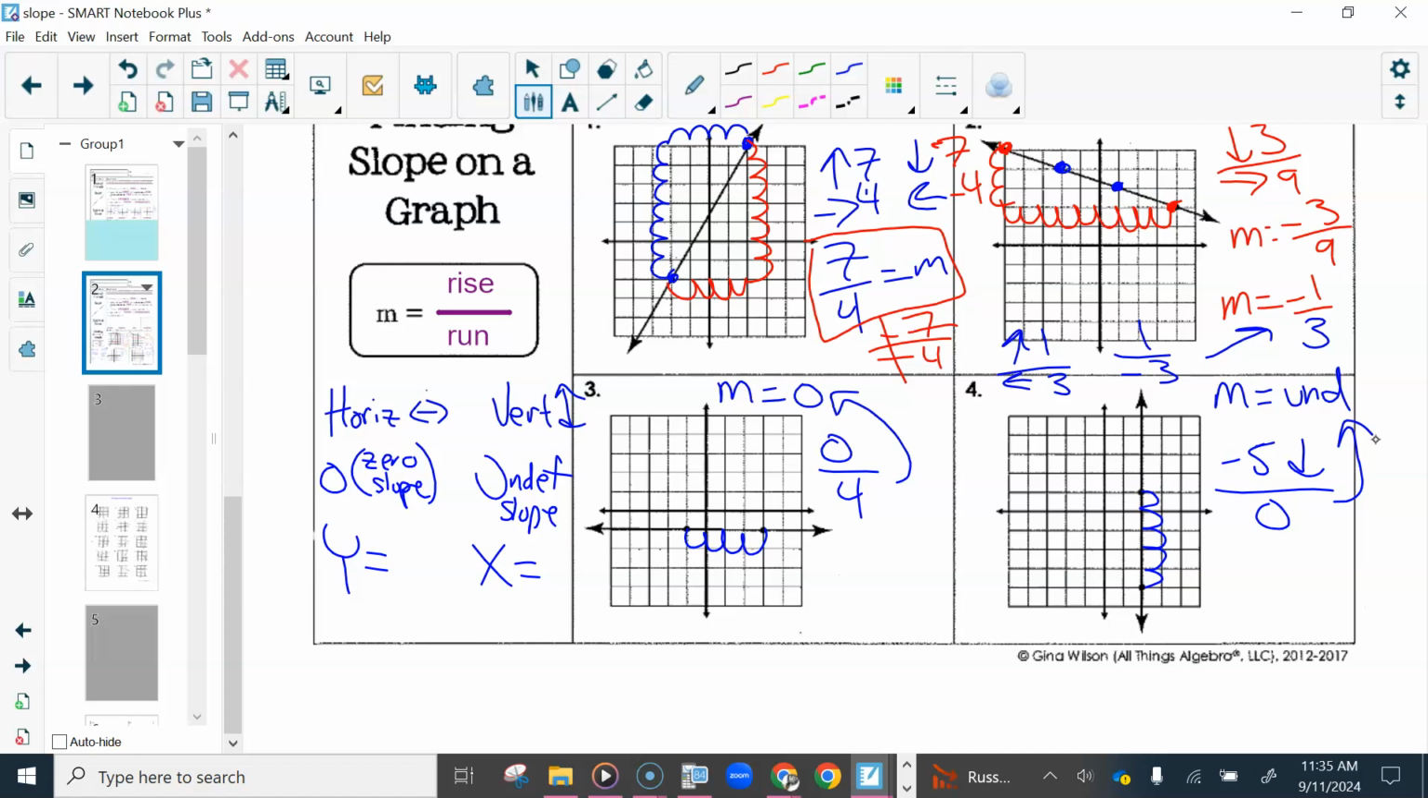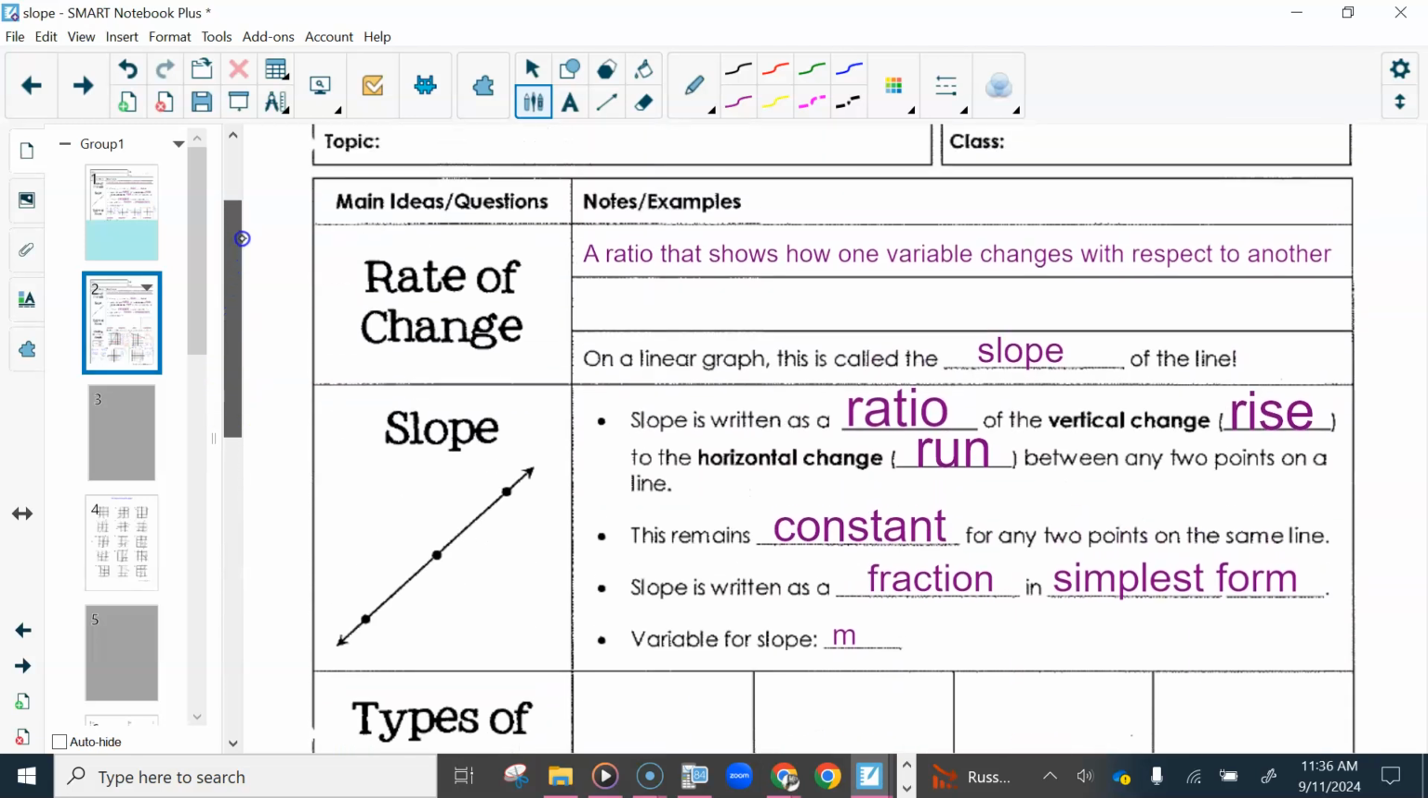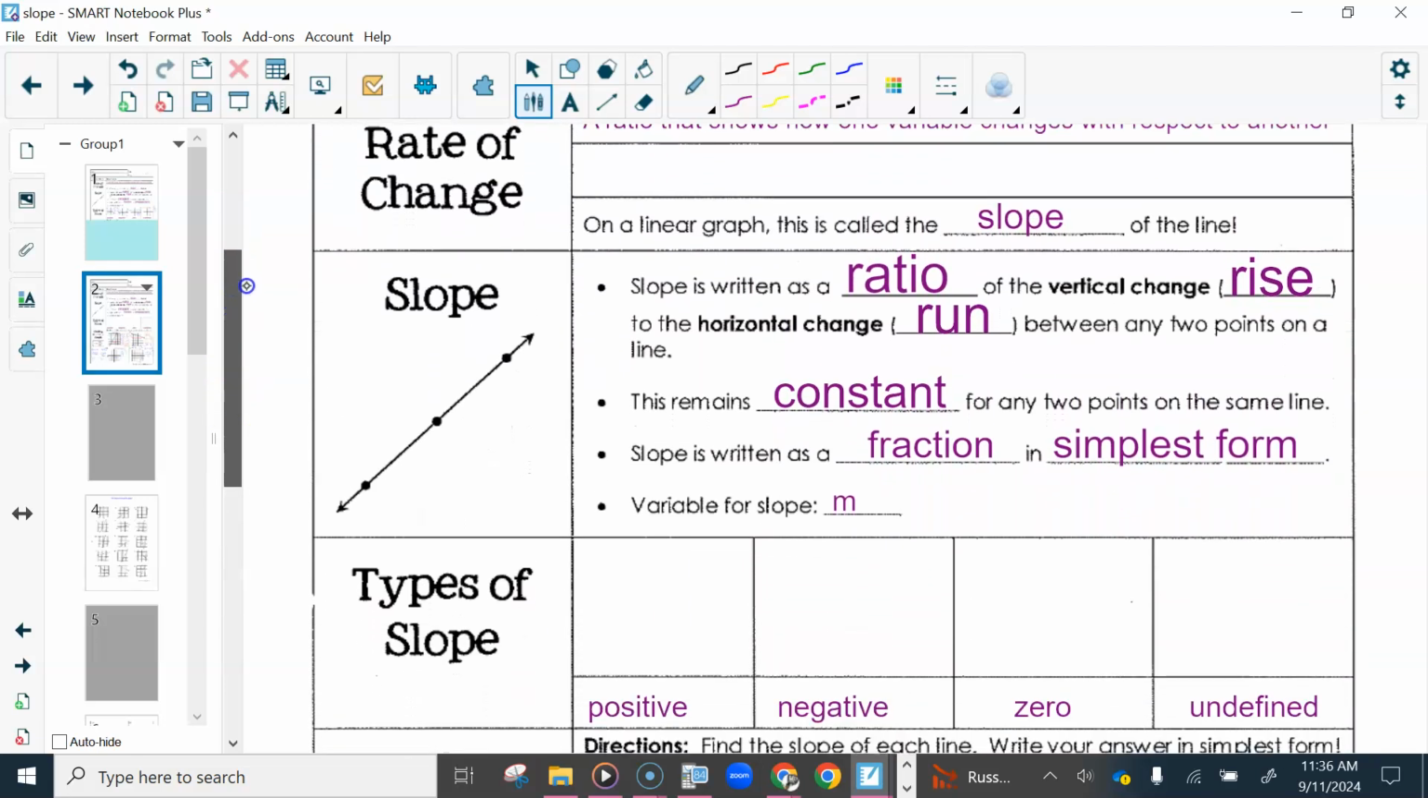Do you have any questions so far on how we find slope? I want you to look on the back of this. There are a bunch of graphing slope questions. Any of those you want to see, you go over and have questions about. Did we have any questions on that back page before we move on?